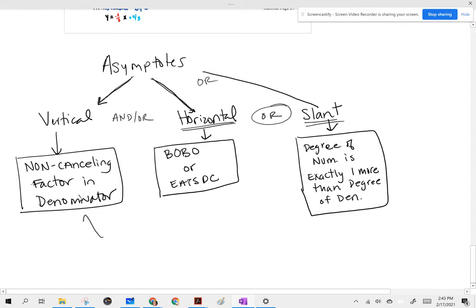Again, just to re-clarify, vertical is a non-canceling factor in the denominator. The horizontal: if it was bigger on the bottom, it's y equals 0, or if the exponents are the same, then you divide those coefficients. If the degree of the numerator is exactly 1 more than the degree of the denominator, then you're going to have the slant, and that's when you synthetically divide and get the equation of the line.